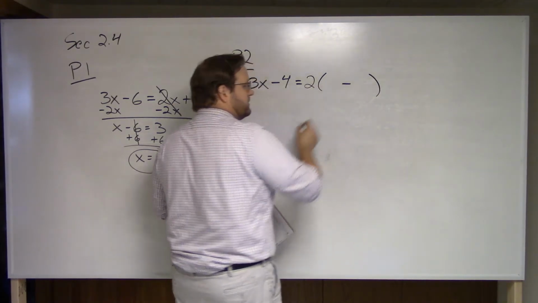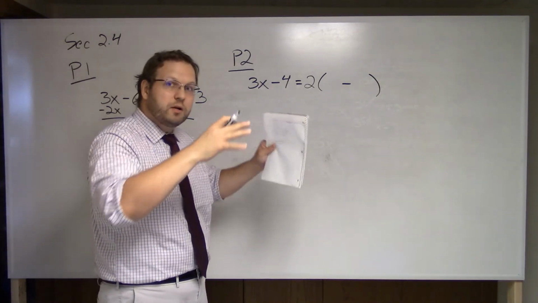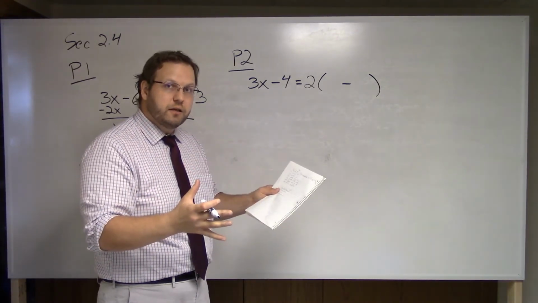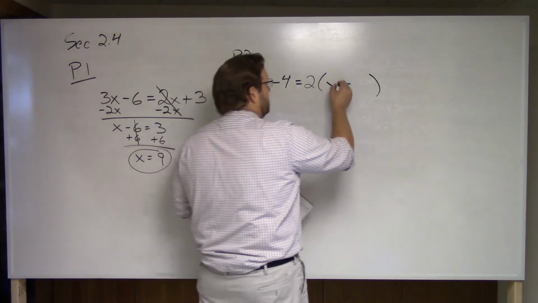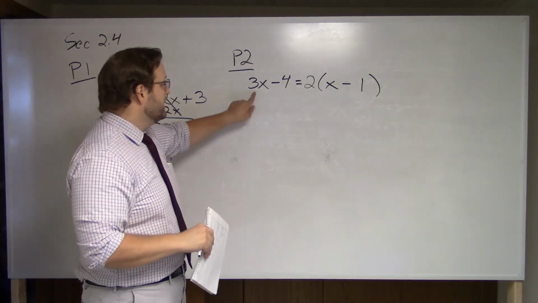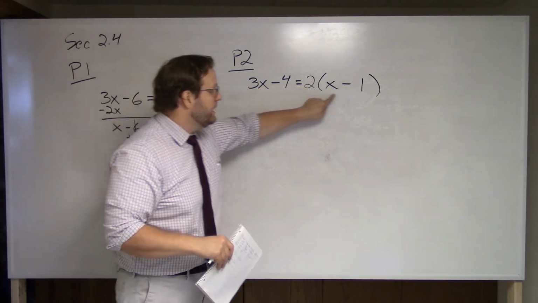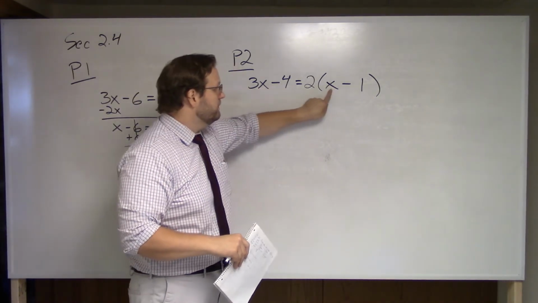A difference. That's where those parentheses are going to be coming from, because we want to hold that difference, that subtraction, together. The difference of the number and 1. 3 times a number decreased by 4 is the same as doubling a difference of a number and 1.